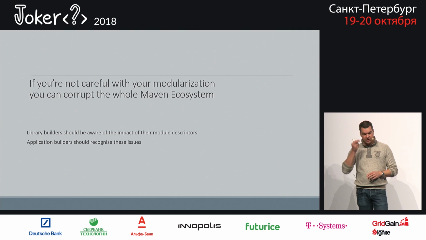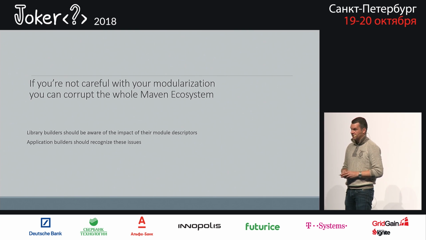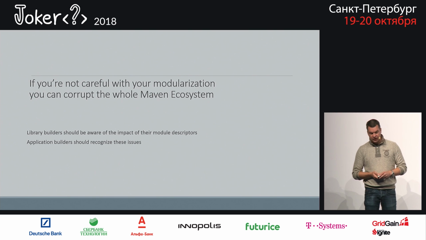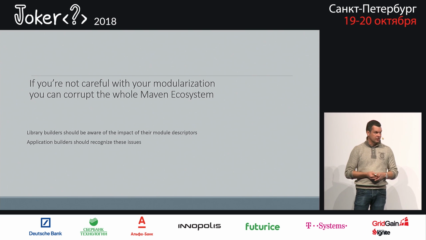So you must be very, very careful if you want to start modularizing, because you can corrupt the whole Maven ecosystem. And I will show you a couple of things later on. But library builders should be aware of what they can do when they add module descriptors to their jar files. And application builders, probably most of you are application builders, you should be able to recognize these issues. And if you see them, just go back to the library builder and help them to improve their module descriptors.